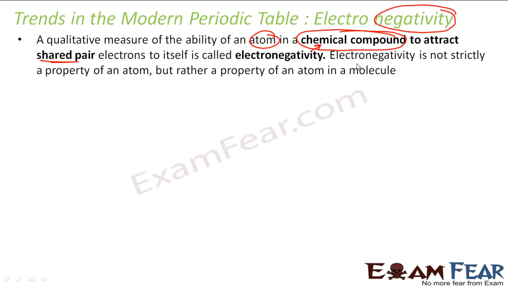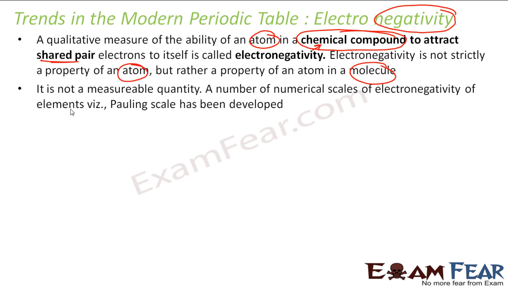Right? And electronegativity is not the property of an atom but the property of an atom in a molecule. Please note, electronegativity is not a property of atom but property of atom in a molecule. Also, it is not a measurable quantity. It is not something like energy which you can measure in joules. It has some numerical scales actually. There are a lot of numerical scales available to measure electronegativity. The Pauling scale is the one which is widely popular, and we'll learn this Pauling scale.